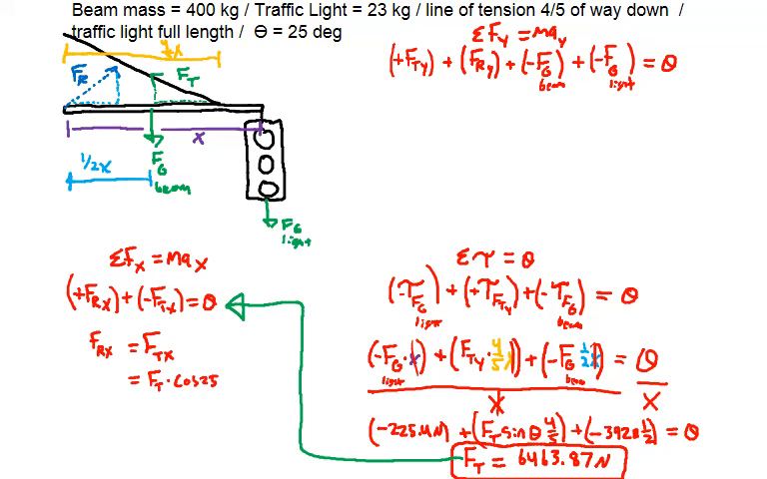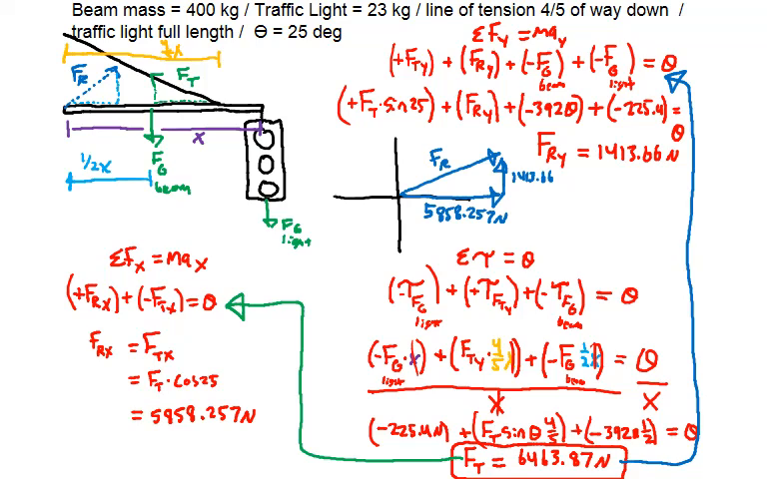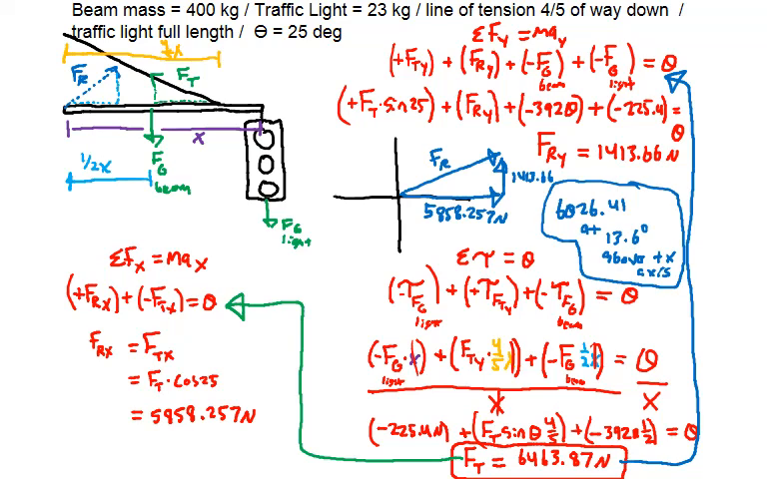Okay, so in the X, we should get 5,958.257, and then in the Y direction, reaction force of 1,413.66. Bring those together, and actually I think that is 5,858.257. I can't read my own handwriting there for a second. 5,858.257 newtons in the X, and then we've got our Y force. The overall reaction force should be 6,026.41 at 13.6 degrees above the x-axis.